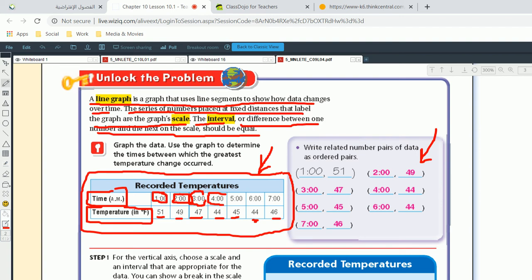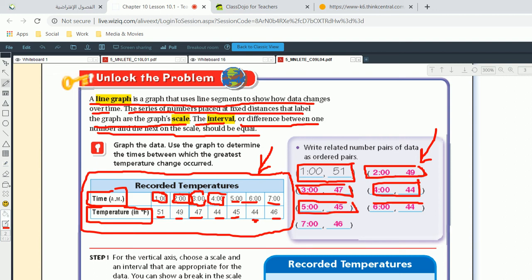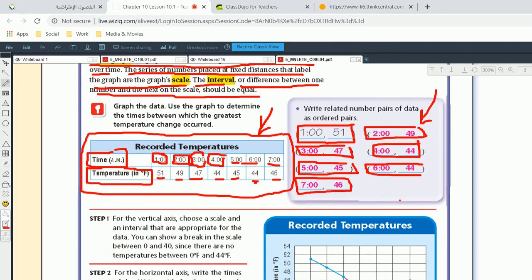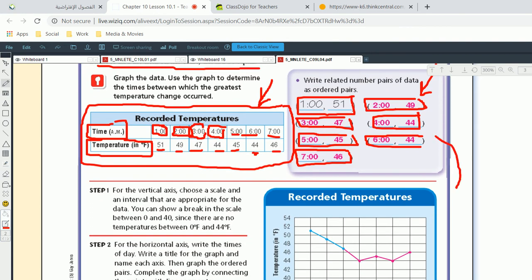Okay, so we have here 1 and 51. So we have here the first ordered pair 1 and 51, 2 and 49, 3 and 47, 4 and 44, 5 and 55, 6 and 44, and the last one 7 and 46. We are going to plot these points in this grid.